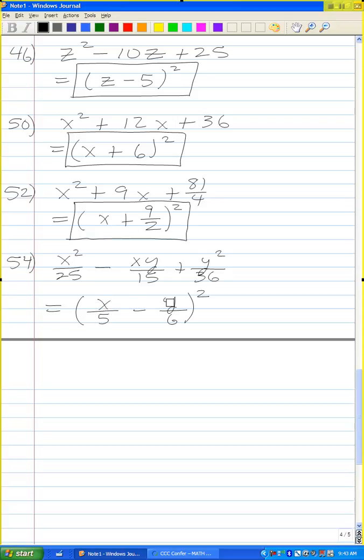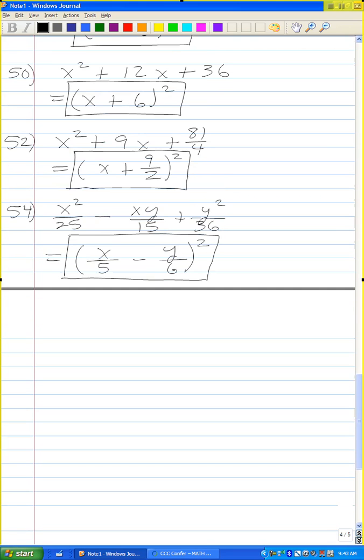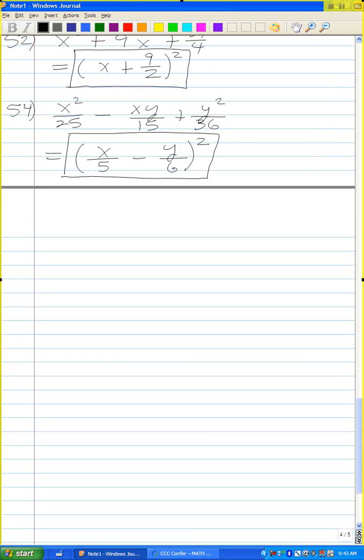So let's check if this is indeed a perfect square trinomial. x times negative y times 2 is a negative 2xy. 5 times 6, 30. 30 divided by 2 is 15. So I get a negative xy over 15. And so, yes, indeed, this is a perfect square trinomial, and so we have factored it. Let me do problem number 58.